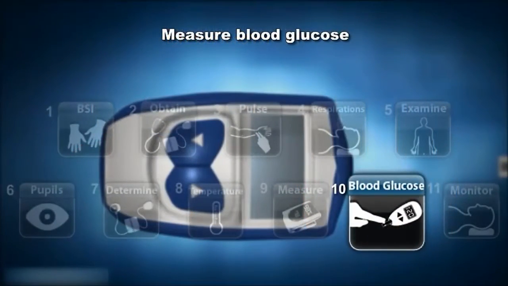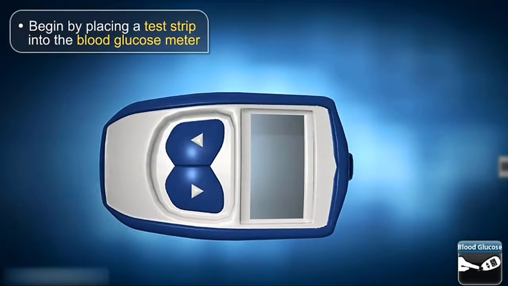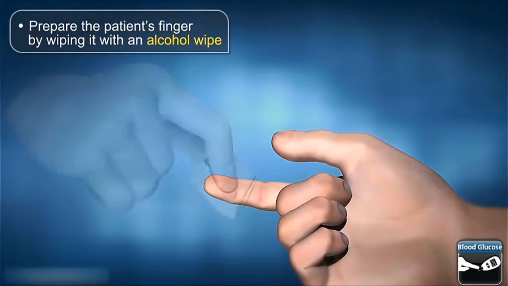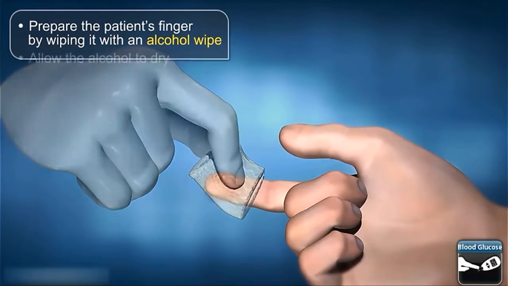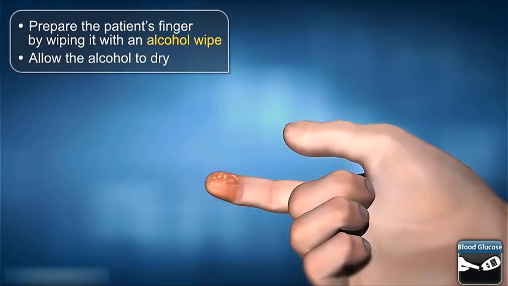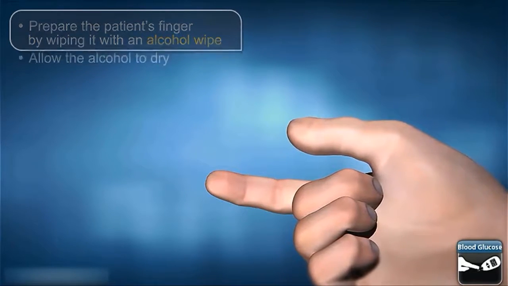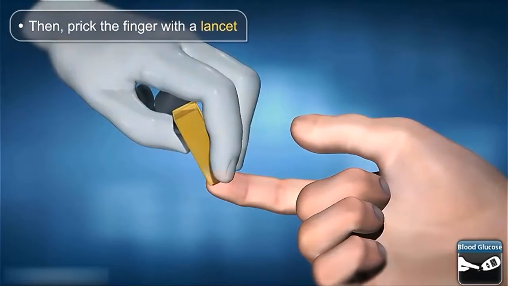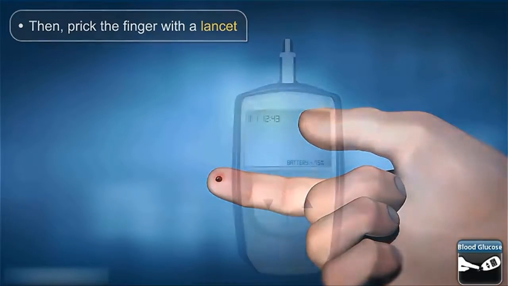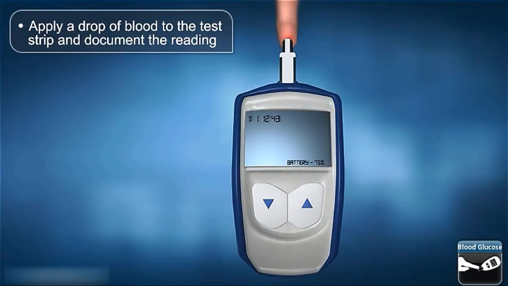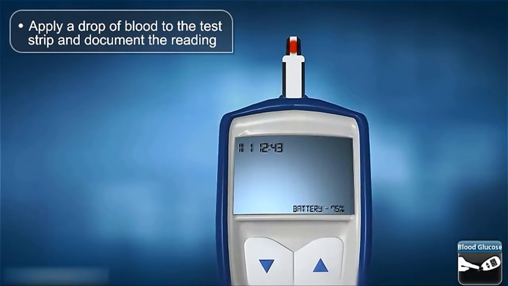Measure blood glucose. Begin by placing a test strip into the blood glucose meter. Prepare the patient's finger by wiping it with an alcohol wipe. Allow the alcohol to dry. Then prick the finger with a lancet. Apply a drop of blood to the test strip and document the reading.